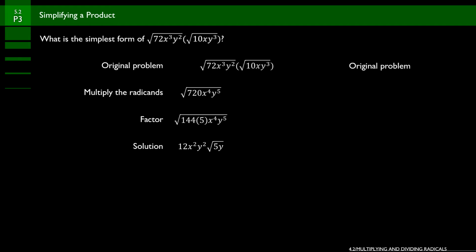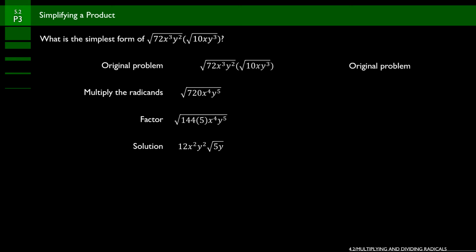Then how many times does the index go into y to the fifth? 2 into y to the fifth goes twice with 1 left over. So we're going to pull a y squared outside of the radical and leave a y to the first inside. So that means you're going to have 12x squared y squared square root of 5y as your solution.